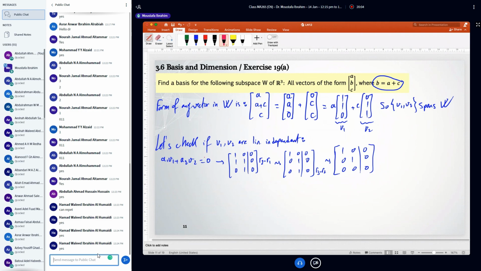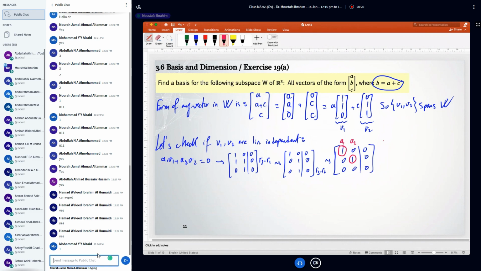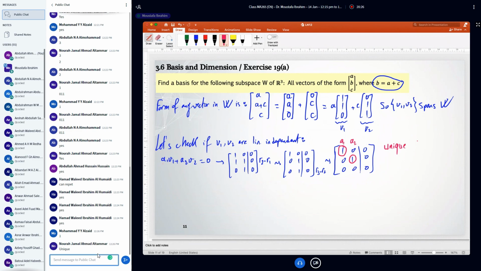So how many variables do we have? We have A1 and A2. And how many leading ones do we have? So each variable has a leading one. So how many solutions do we have? Yes, we have the trivial solution, because here it's homogeneous. So what does this mean? It means V1, V2 are linearly independent.